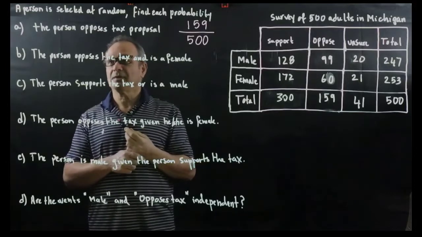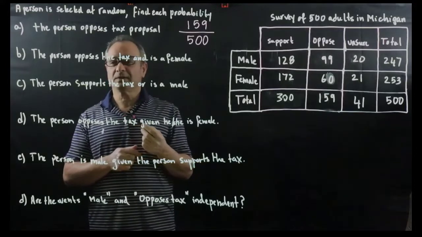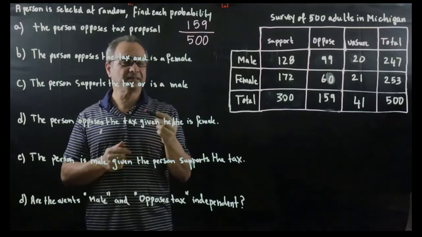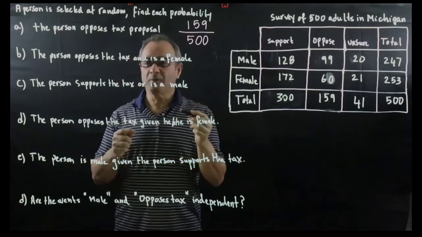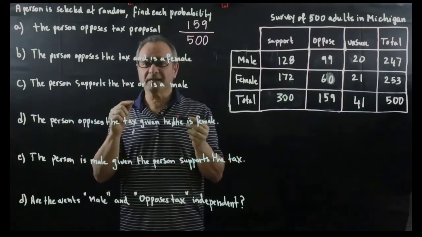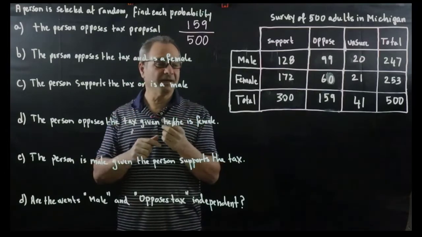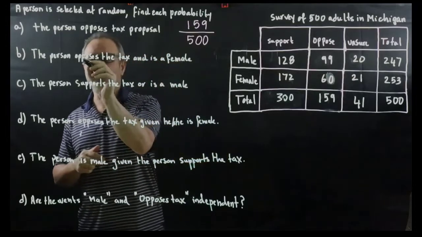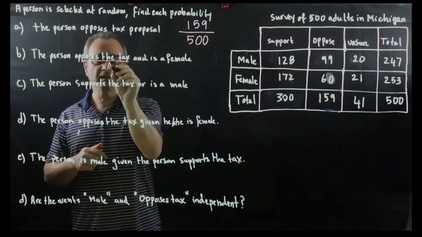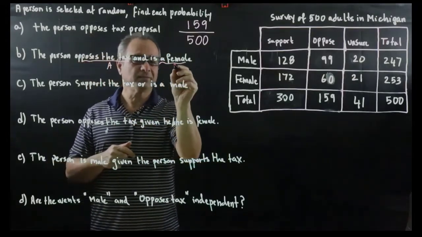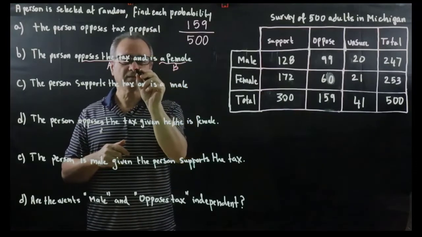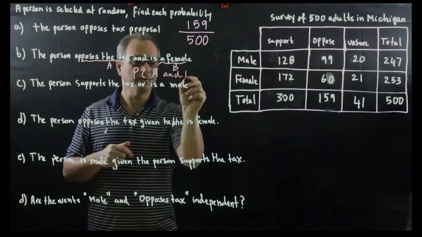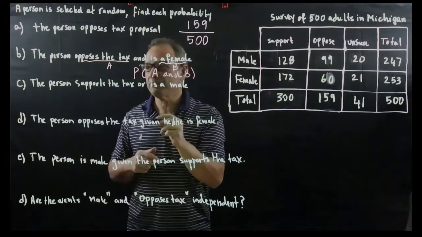Second question. A person selected at random, what's the probability the person opposes the tax and is a female? So now we want the person to oppose the tax and is a female. So there is an intersection here. So probability of A and B. If this event is A and this event is B, he's asking us to find the probability of A and B. Here's how you do it.